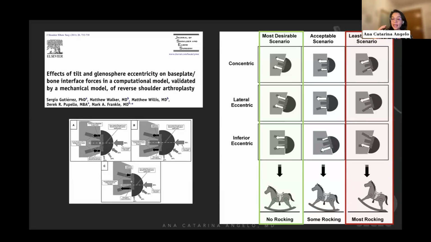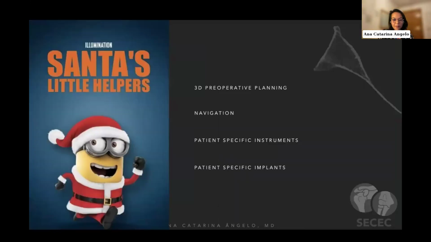So if you tilt an eccentric glenoid like you would tilt a concentric glenoid, correcting the reverse shoulder angle, you may actually be increasing the failure rate of this glenoid. So this is why planning is very important, and knowing the biomechanics of your implants is also very important.